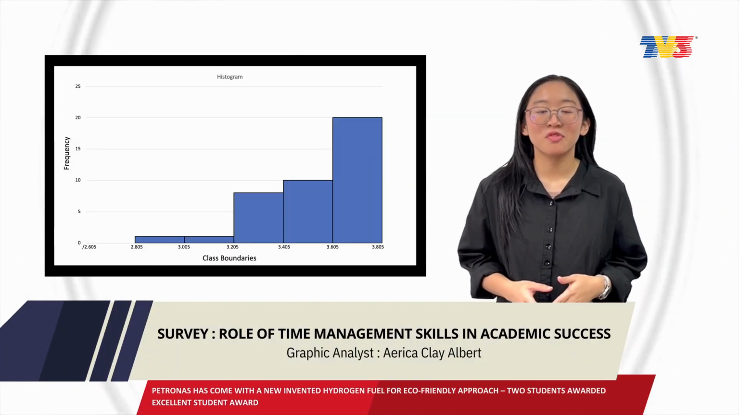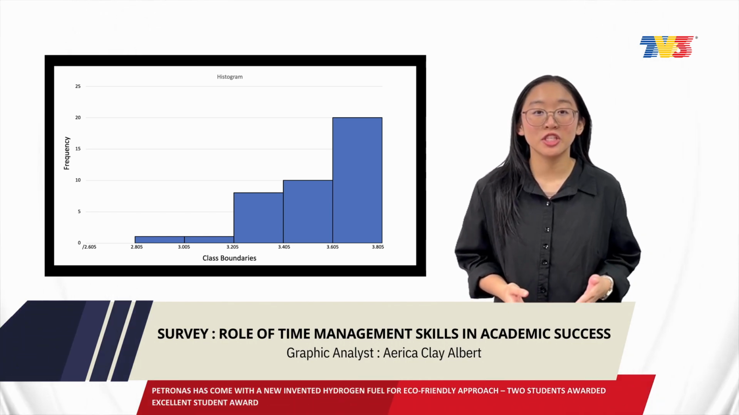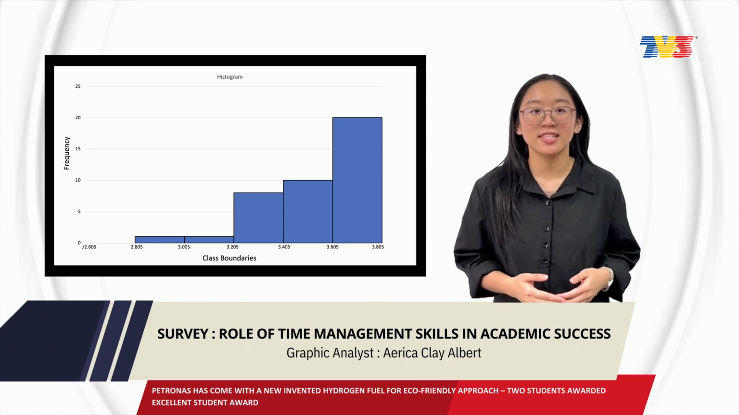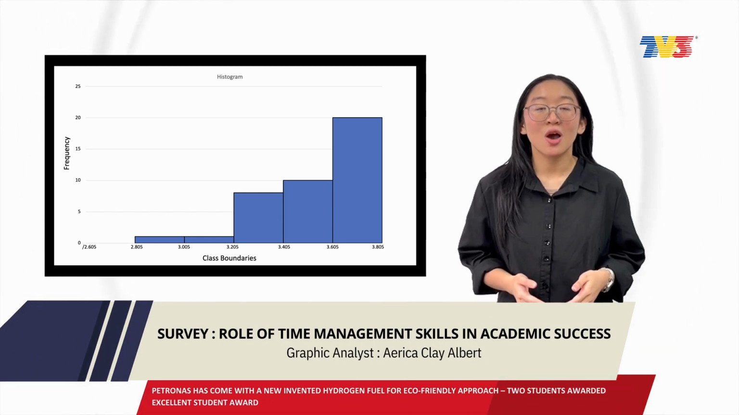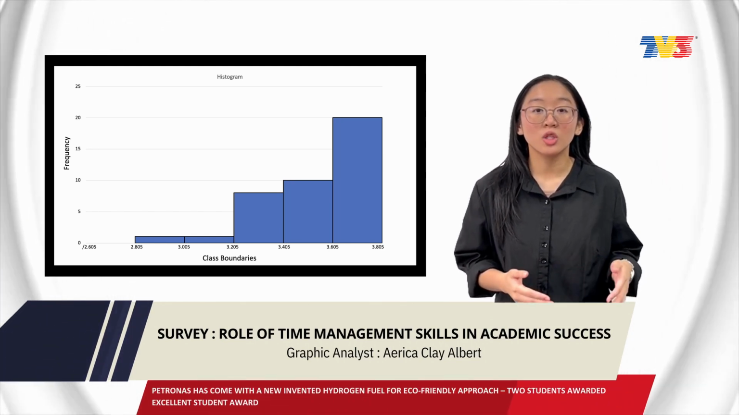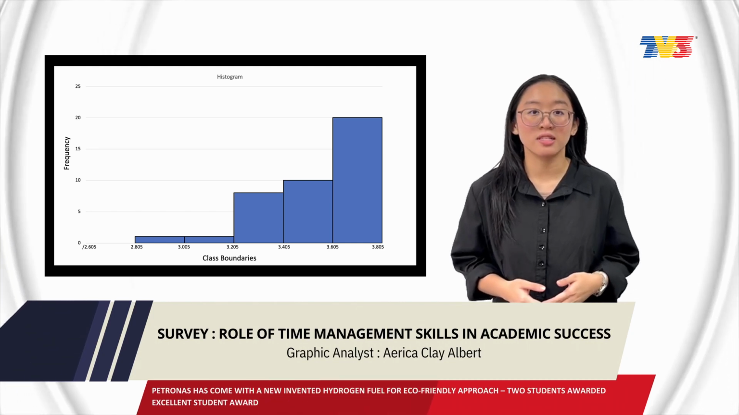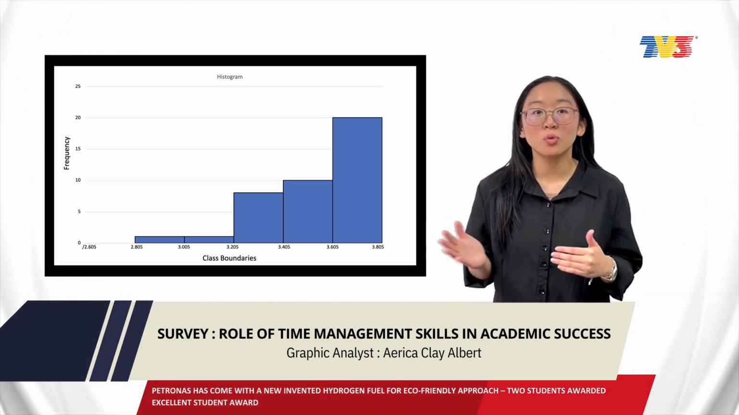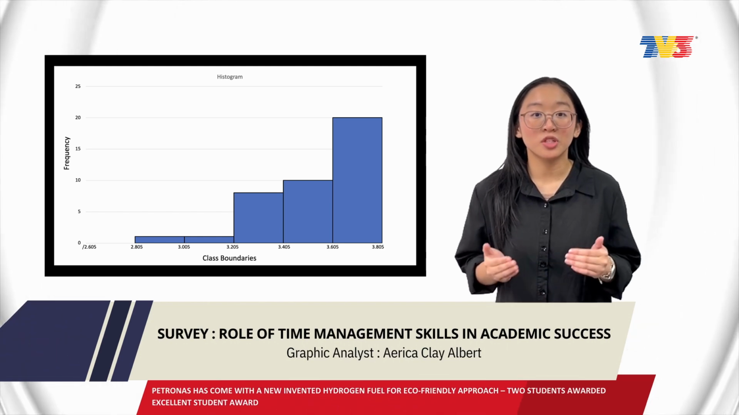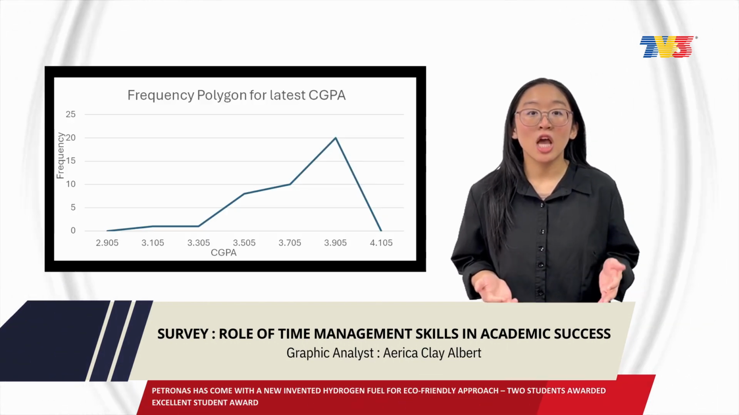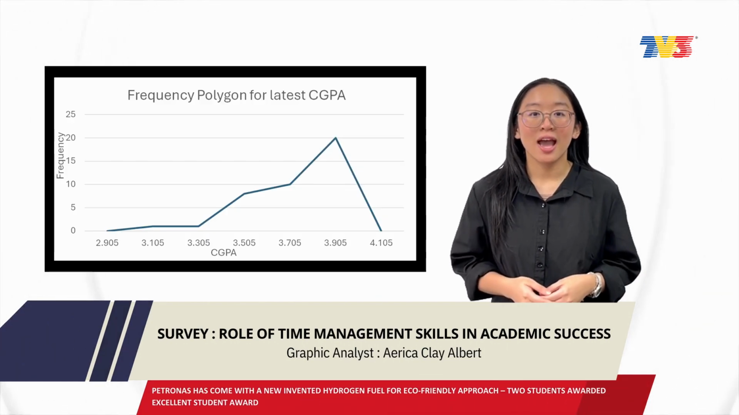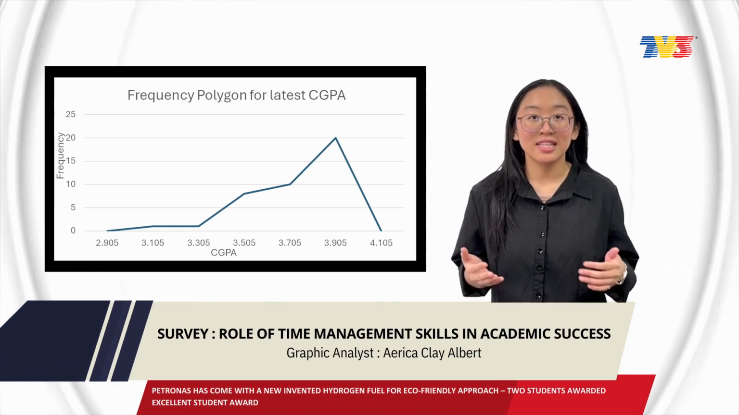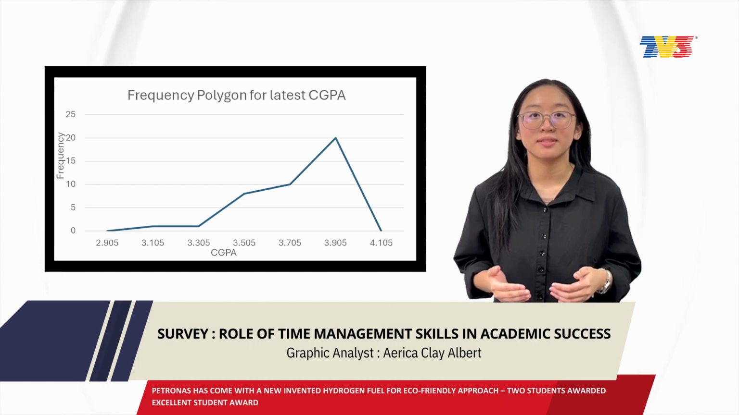Next up is the graph representation. First, we have a histogram with the class intervals of CGPA plotted on the x-axis, and the frequency of respondents within each interval shown on the y-axis with the heights of the bars. From this histogram, we can observe that the data leans more towards the right side, which ranges from 3.3 to 4. Next, we have included a frequency polygon, a line graph connecting the midpoints of the class intervals to offer another perspective on the data distribution.